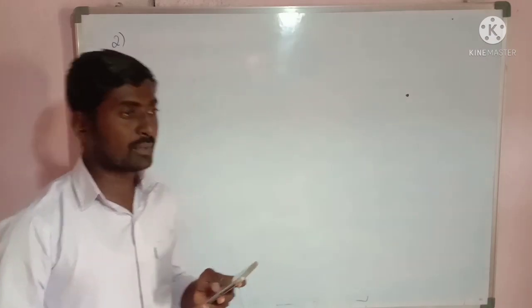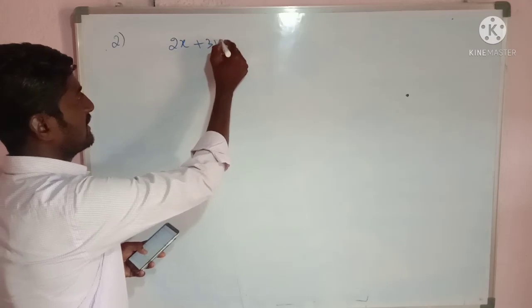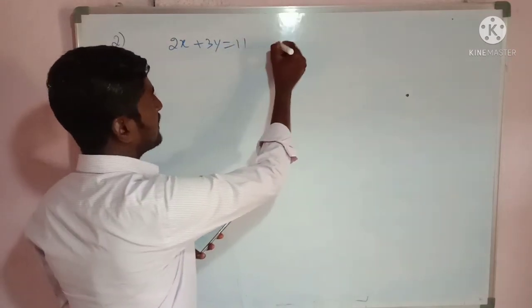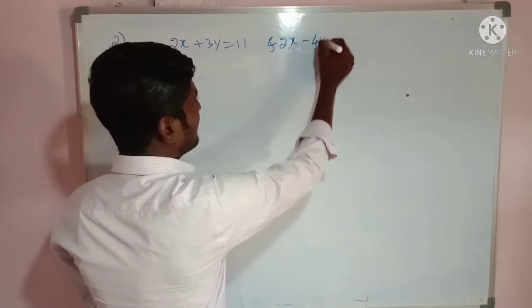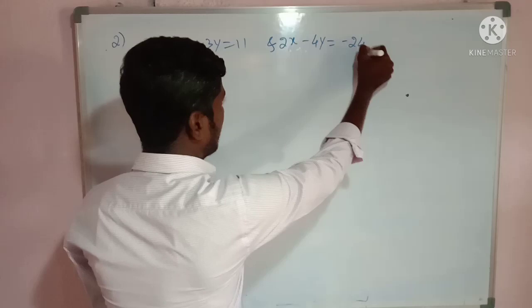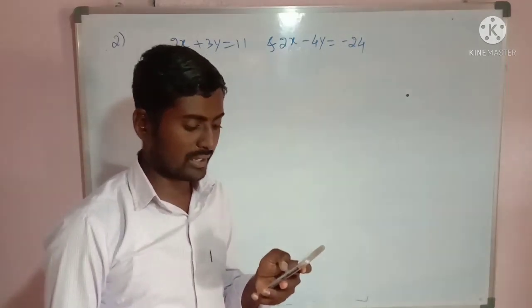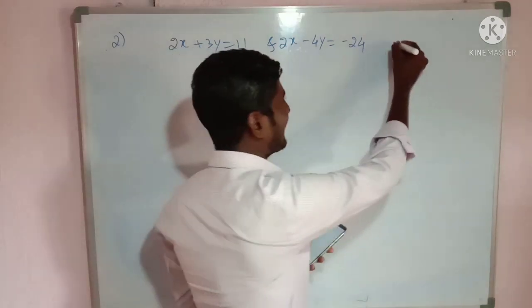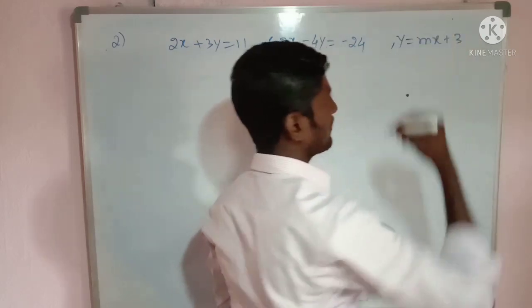Solve 2x plus 3y equal to 11. 2x plus 3y is equal to 11 and 2x minus 4y is equal to minus 24, and hence find the value of m, for which y equal to mx plus 3. Y equal to mx plus 3.